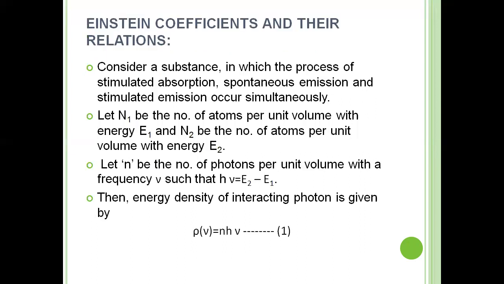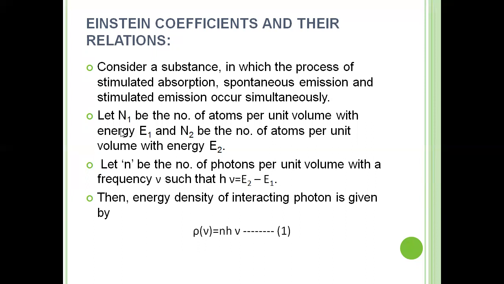So, Einstein coefficients and their relations. How would you define Einstein coefficients? How would we derive them? For that, we should have a clear idea about what stimulated absorption, spontaneous emission, and stimulated emission are. As we considered two energy states in the previous topic, let those energy levels be E1 and E2, having N1 and N2 atoms. Let the energy of the incident photon be h nu.